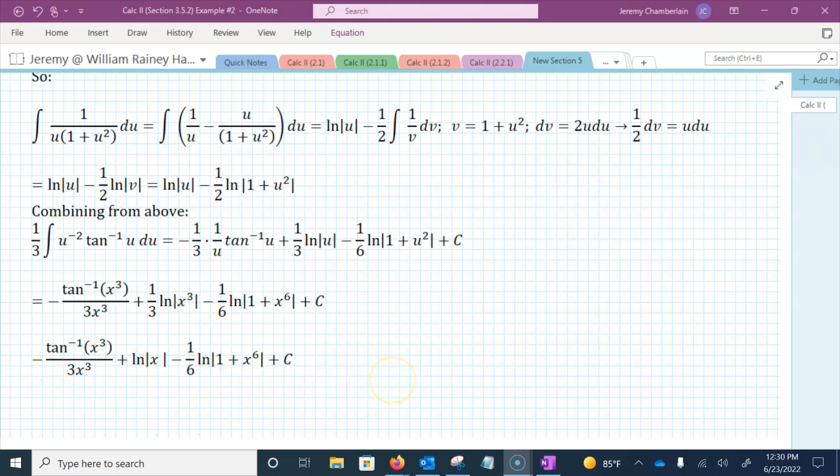So even though we have an integration table, it still involves doing clever substitutions. And even here, we had to reduce this by using a technique from 3.4, where we had partial fraction decomposition.